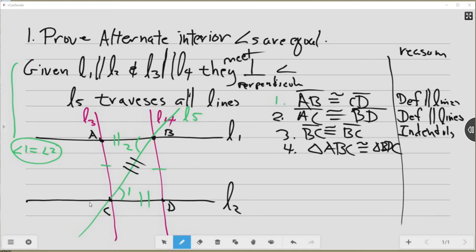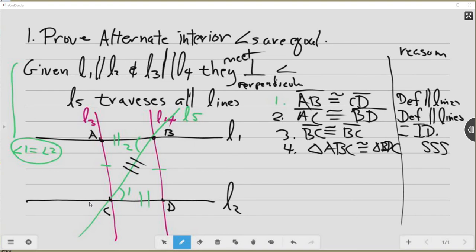What reason do I use? Side, side, side. Yeah, I'm saying that this is congruent to that. This is congruent to that. This is congruent to itself. That means by side, side, side. Identity. Yeah, that's not very clear. Let's put ID, or identity. This is going to mean identity. Okay, now I have argued that these two triangles are congruent because of SSS.